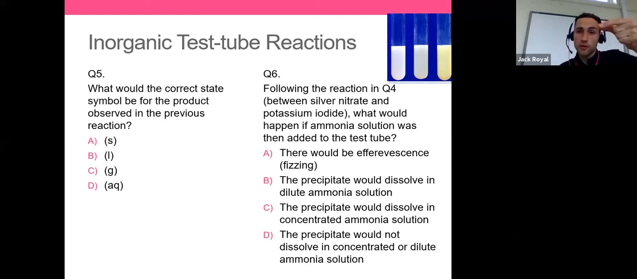So question 6, I've got my test tube, I've added my iodide, I've added my silver nitrate. What's then going to happen if I added ammonia solution to it? So if we've got iodide ions, I've added silver nitrate, what would happen if I added ammonia? Would there be fizzing? Would the precipitate dissolve in dilute ammonia? Would it dissolve in concentrated ammonia? Or would it not dissolve at all?